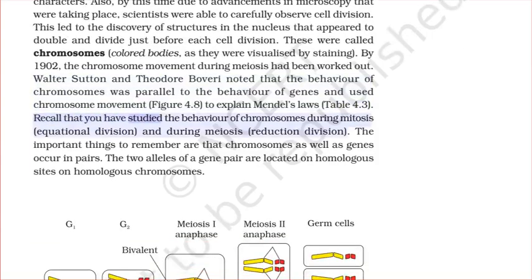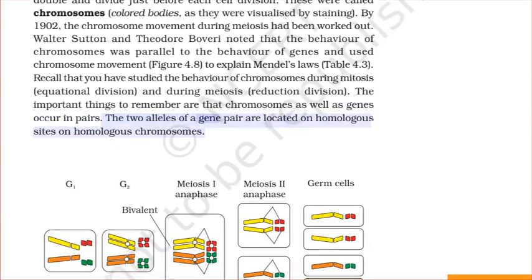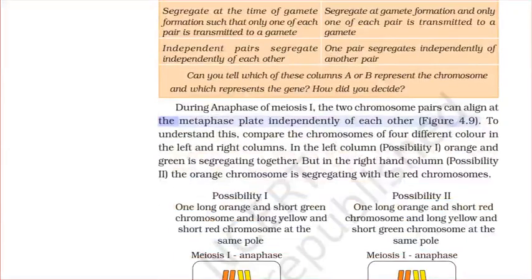Recall that you have studied the behavior of chromosomes during mitosis, equational division, and during meiosis, reduction division. The important things to remember are that chromosomes as well as genes occur in pairs. The 2 alleles of a gene pair are located on homologous sites on homologous chromosomes. During anaphase of meiosis, the 2 chromosome pairs can align at the metaphase plate independently of each other.